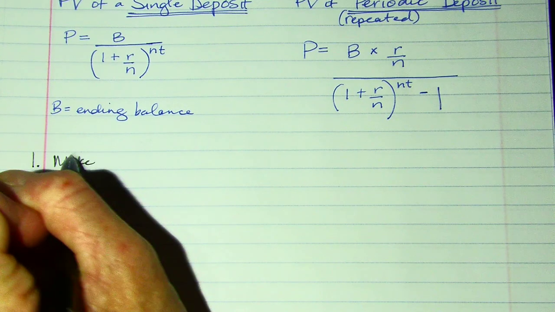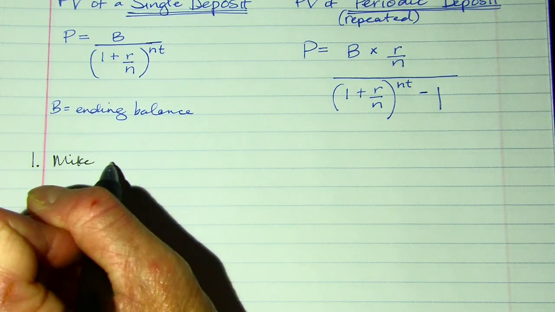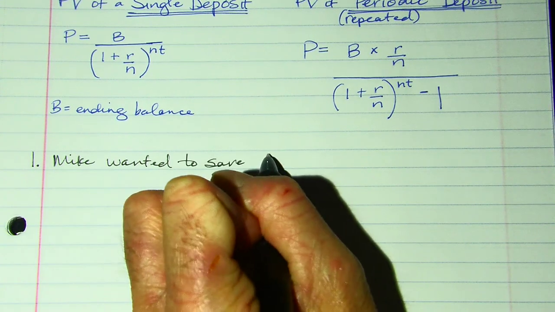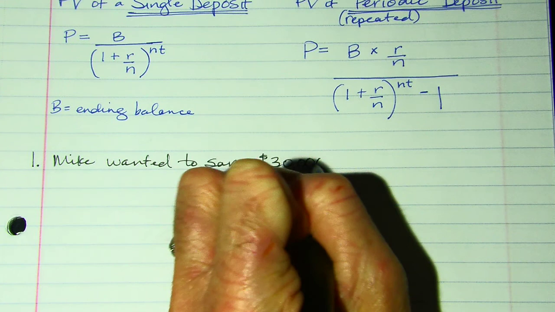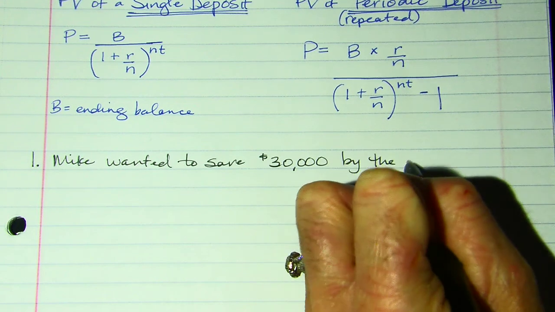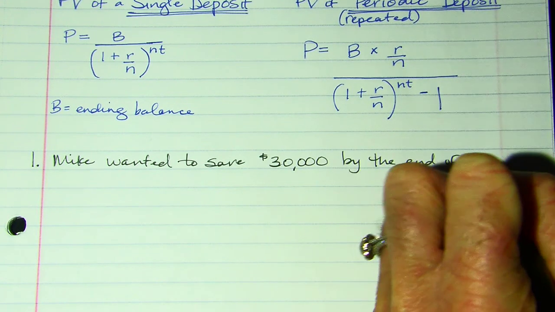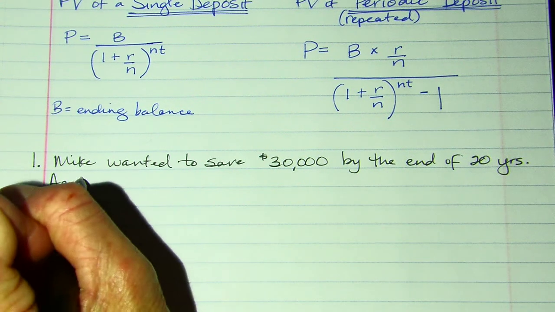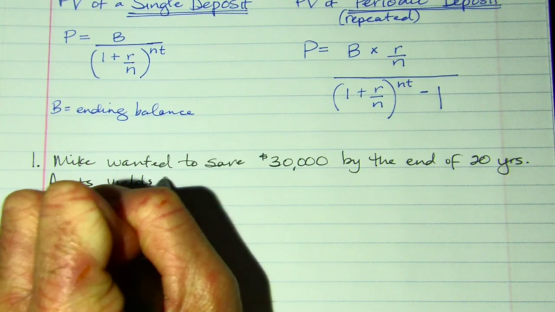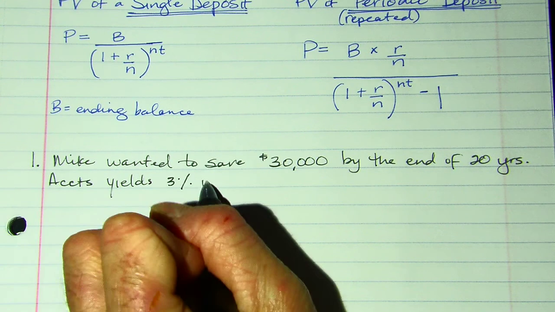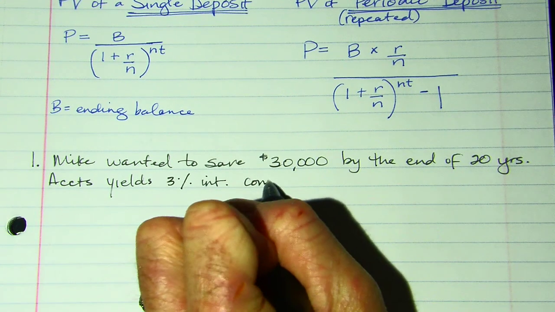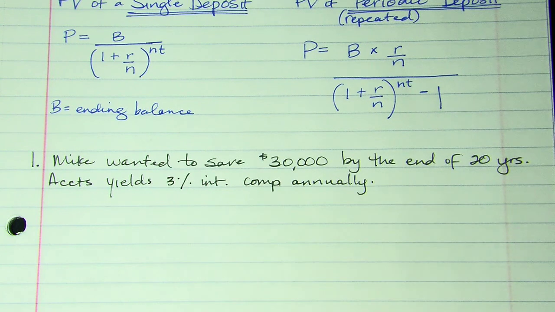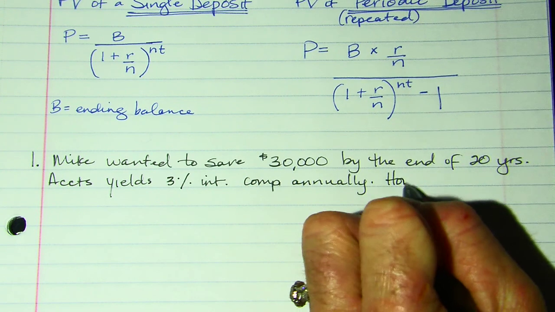Mike was saving money for his daughter's wedding. Mike wanted to save $30,000 by the end of 20 years. The account yields 3% interest, compounded annually. Okay, how much should he deposit now?